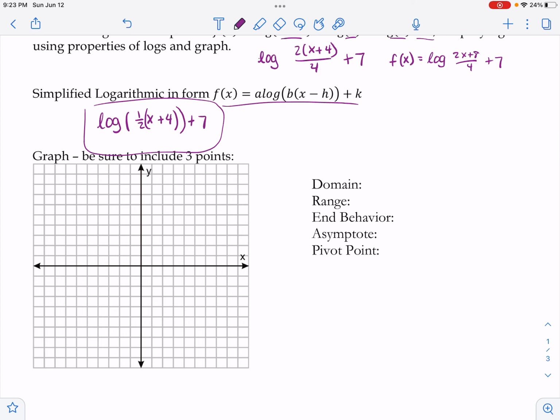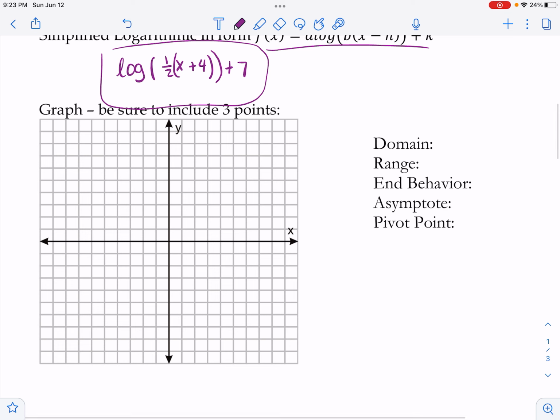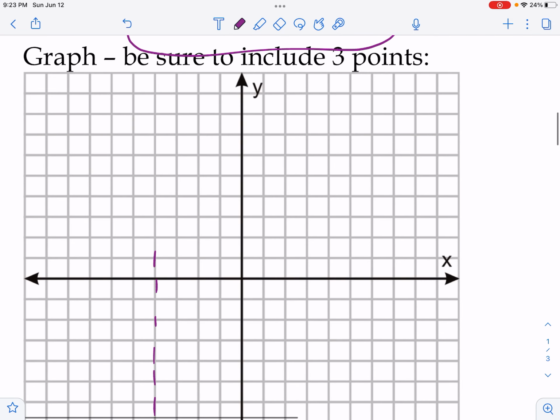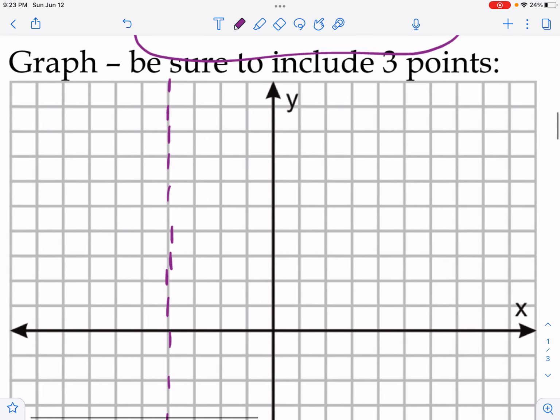And next, to graph our points, we know our vertical asymptote is going to be negative 4, so let's graph that. So 1, 2, 3, 4. And we know our point that we're going to base our points off of is going to be negative 4 comma 7. So 1, 2, 3, 4, 5, 6, 7.